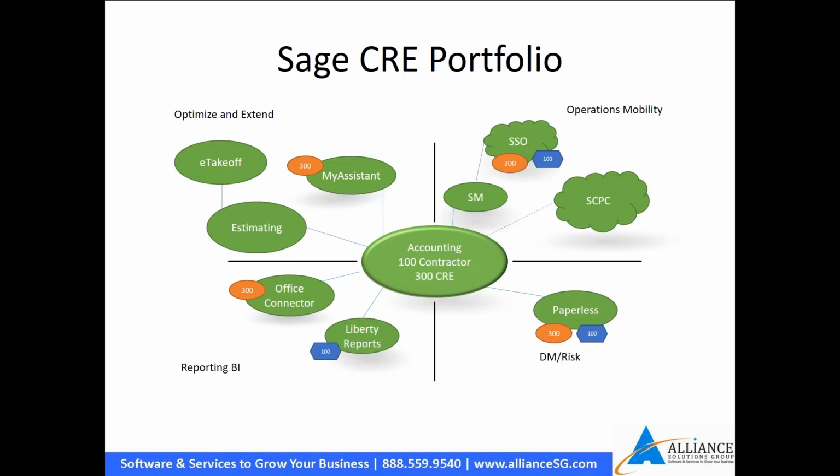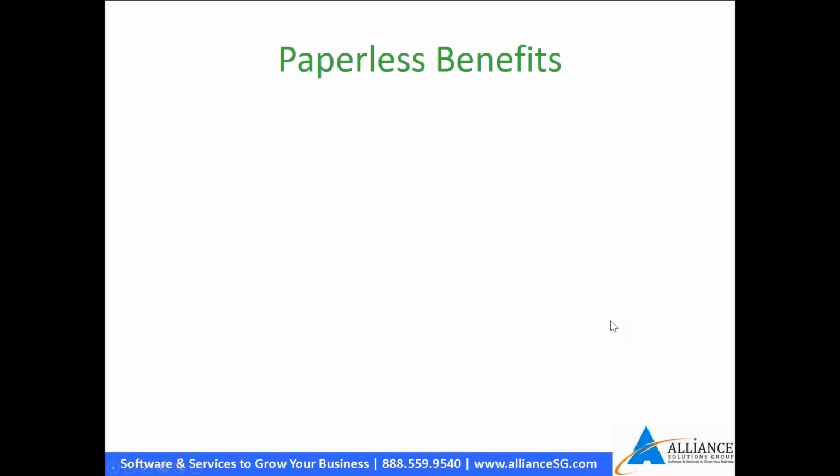Today we're going to be looking at Sage Paperless, which fits into the Sage construction and real estate portfolio as the document management system that integrates with 100 Contractor and Sage 300 construction and real estate. Sage Paperless is an on-premise system, so it links into your back office network and then links into your accounting system. So really all of your documents are kept in Sage Paperless, one safe, secure location.